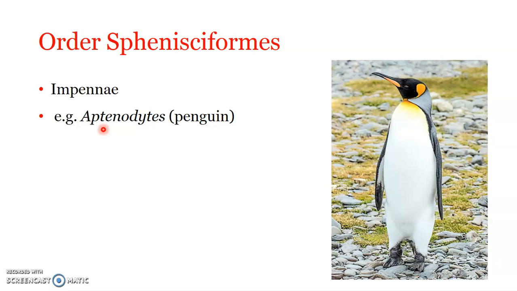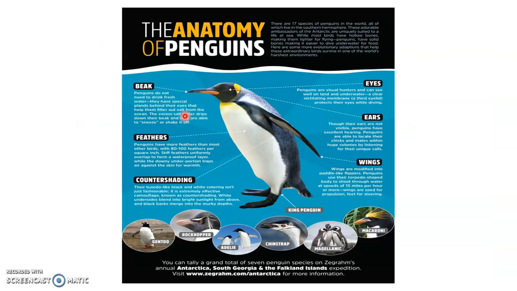Okay, order Sphenisciformes, and it includes aquatic flightless birds. Wings are paddle-like or flipper-like. Feet are webbed, and the best example is Aptenodytes, that is a penguin. Okay, so penguins, you can see here the beaks, they do not need to drink fresh water, so they have special glands behind their eyes that help them to filter out salt from the ocean, and the excess salt water drips down their beak, and they are able to sneeze or shake it off as particles.